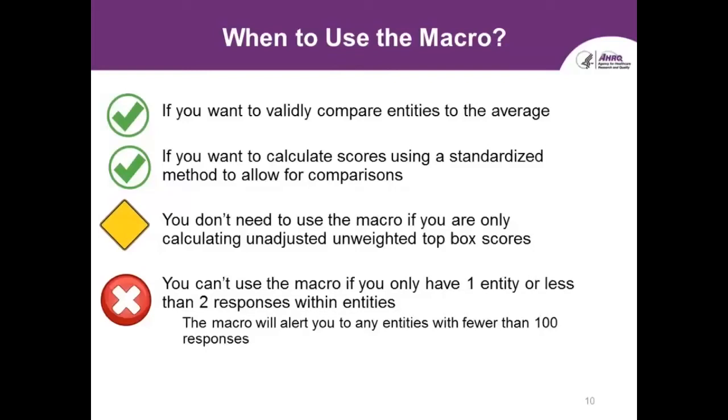Now, if you just want to examine unadjusted, unweighted top box scores or mean scores for a few entities, you don't necessarily need to use the macro. Almost any statistical software package can do that for you, including Excel. When you cannot use the macro is if you're only doing this for one entity. So if you're just looking at your entity score, or, and hopefully this would never happen, if you have less than 2 responses within an entity, you cannot use the macro. And of course, we hope you have more responses than that. And the macro actually will flag any entities with fewer than 100 responses.